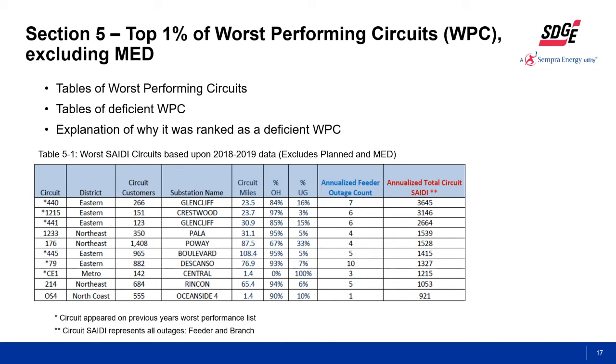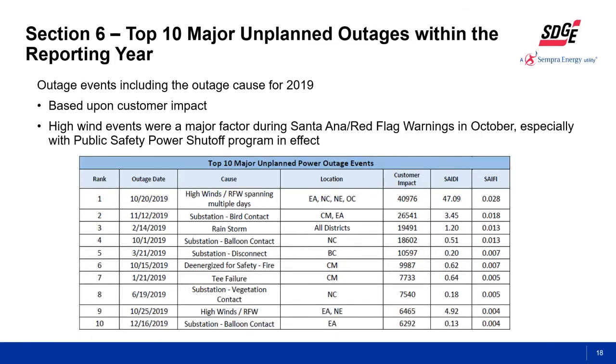One of these circuits is from a more urban setting, and that's the circuit CE1 in the Metro District. And what we have there is equipment that has begun to meet the end of its normal service life, and indeed we have replacement work already underway to get that resolved and return that circuit to a more satisfactory mode of performance. Again, most of these circuits that you see on this list will be in the eastern and northeast circuits, in the northeast and eastern districts where most of the rural areas exist. Section 5.